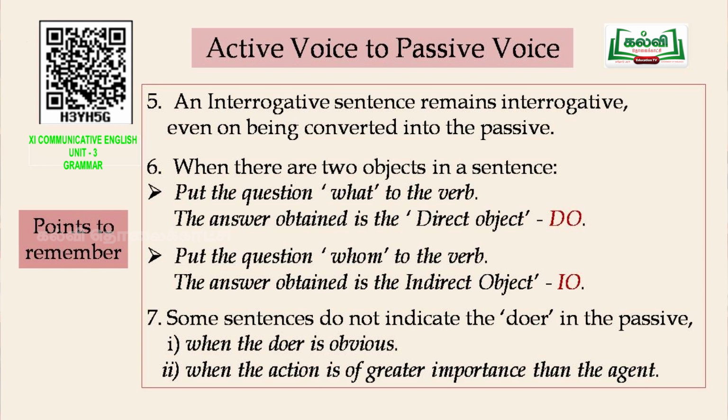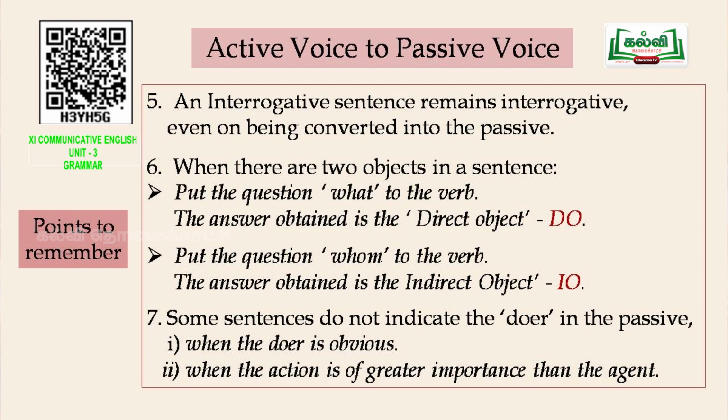Now, in some sentences, you get two objects. So what do you do then? So put the question what to the verb. The answer obtained is the direct object. Put the question whom to the verb. The answer obtained is the indirect object. So while converting into the passive, you'll get two answers in the passive form because there are two objects. I'll discuss this with more examples later.